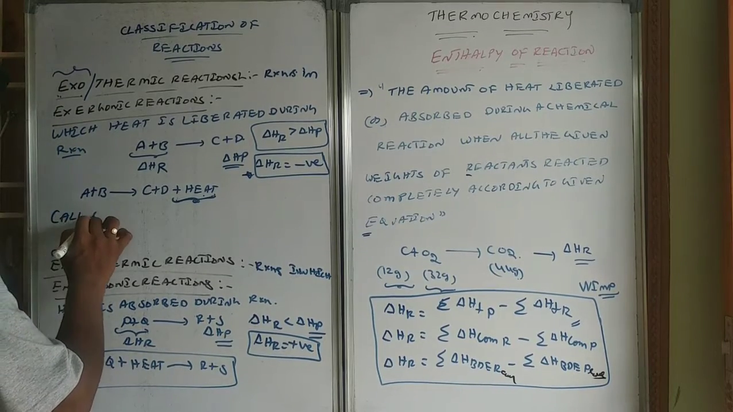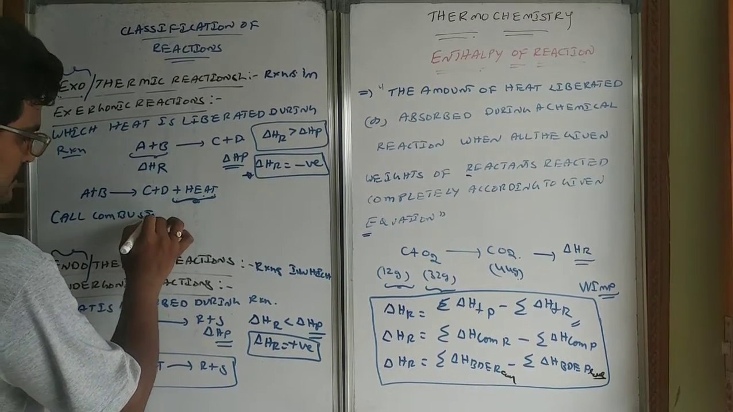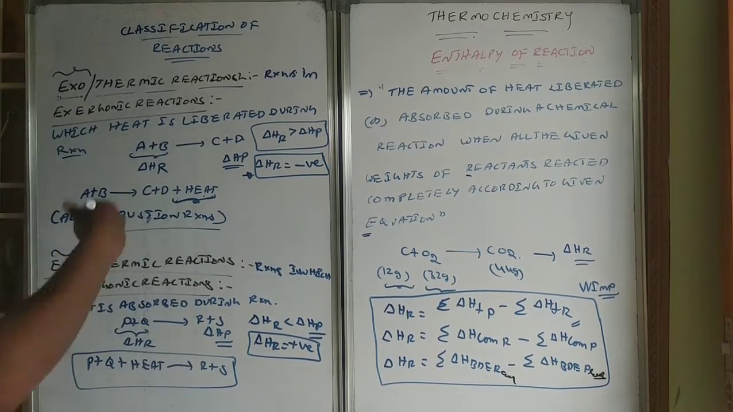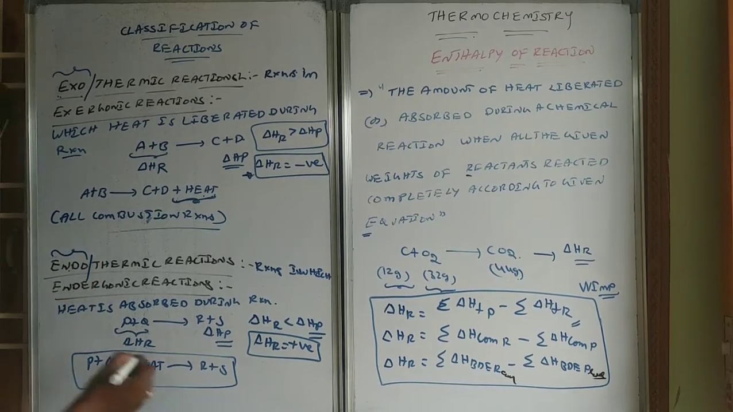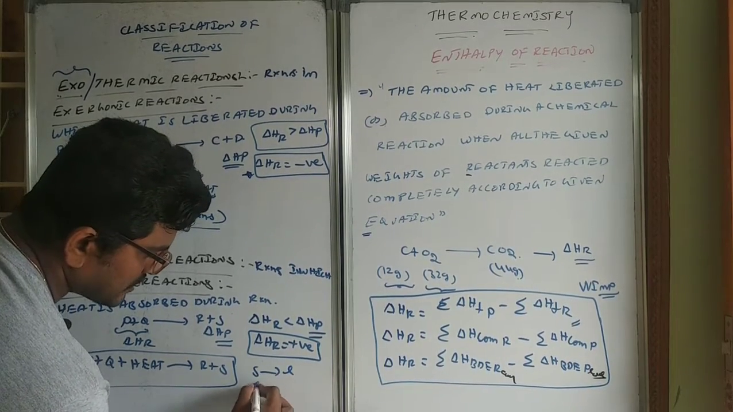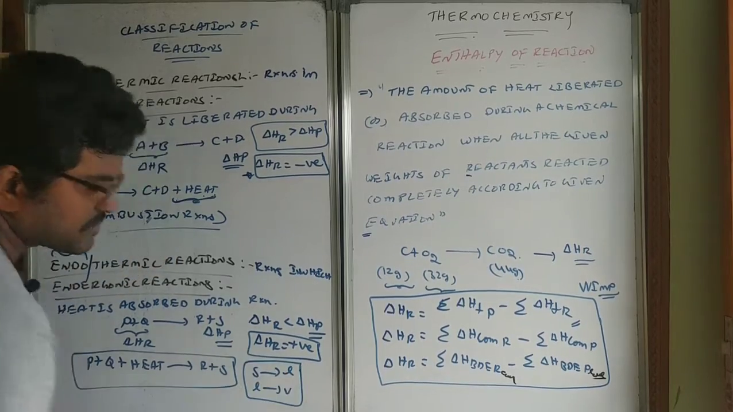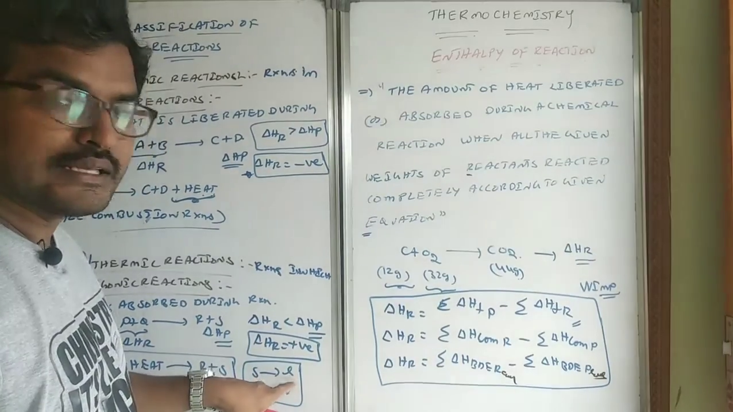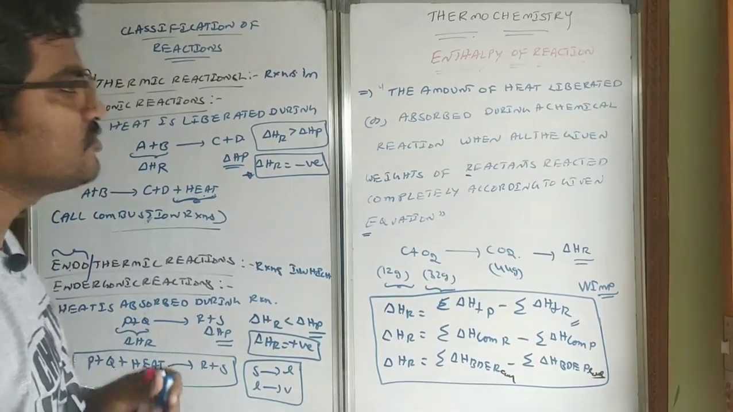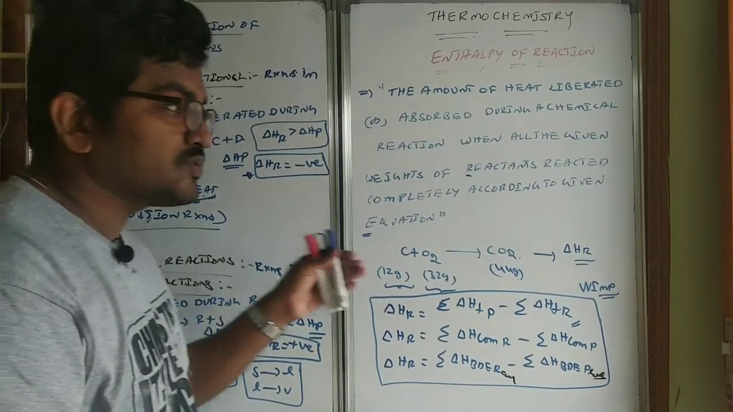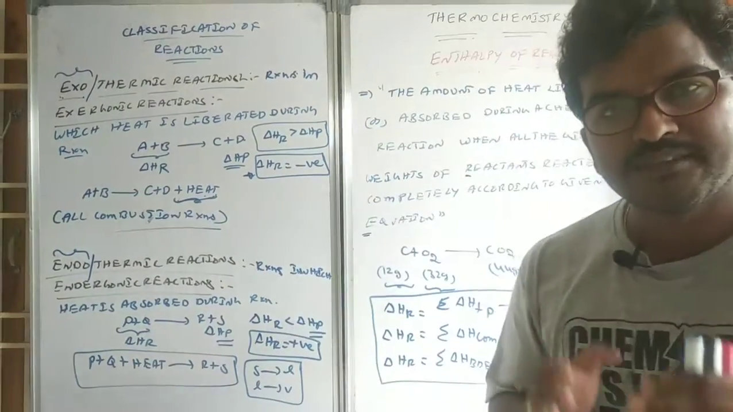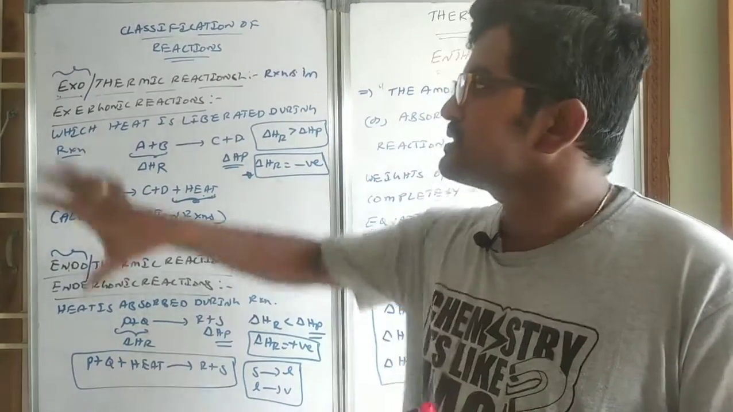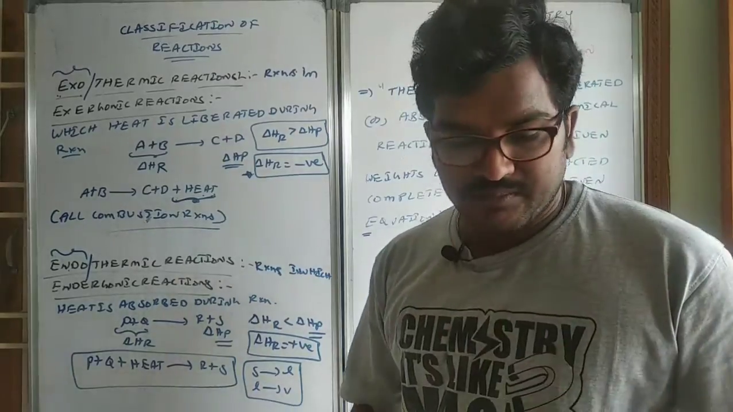Examples for exothermic will be all combustion reactions. All combustion reactions are examples for this. For endothermic reactions, solid to liquid and liquid to vapor mostly. Whenever a solid is there, it can be converted into the liquid state only by heating. If liquid is there, you can convert that into vapor only by heating. Like this, we can classify reactions based on enthalpy of reaction: exothermic and endothermic.